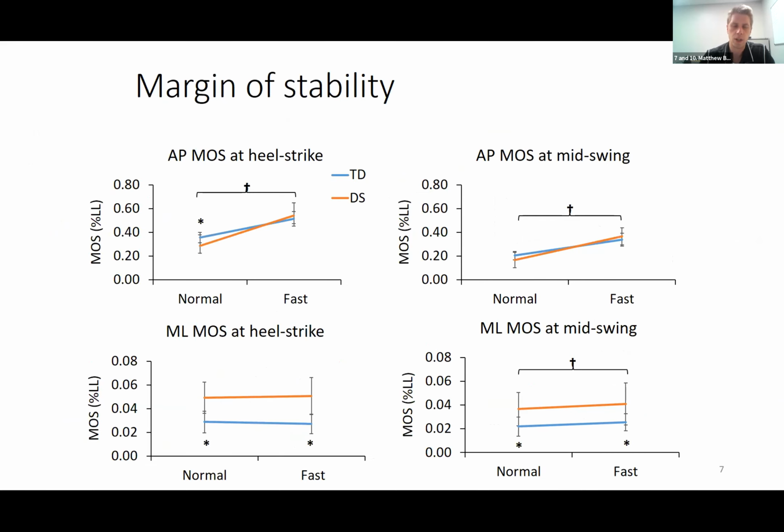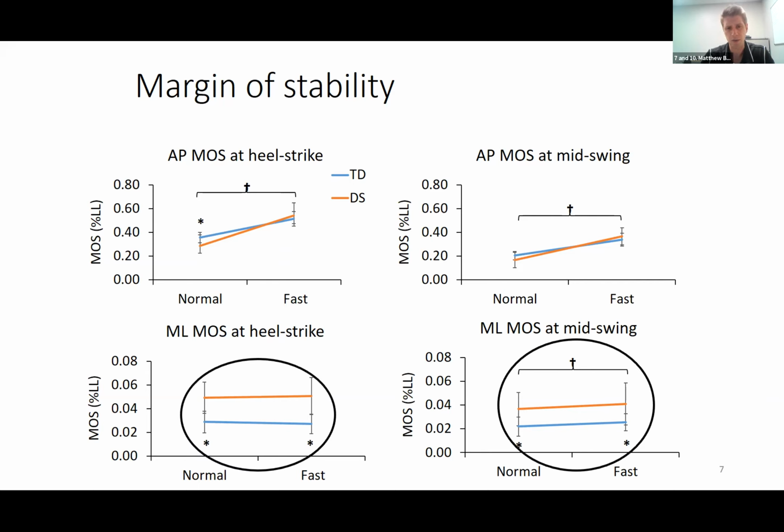For the margin of stability, again, we looked at this in anterior posterior, which is the top row, as well as the medial lateral direction, which is the bottom row, at two different gait events, so just before heel strike and at mid swing. Just before heel strike, the anterior posterior margin of stability was less in the children with Down syndrome when they self-selected their walking speed. However, this group difference disappeared when challenged to walk faster, as both groups increased this margin of stability in the anterior posterior direction at really both gait events.